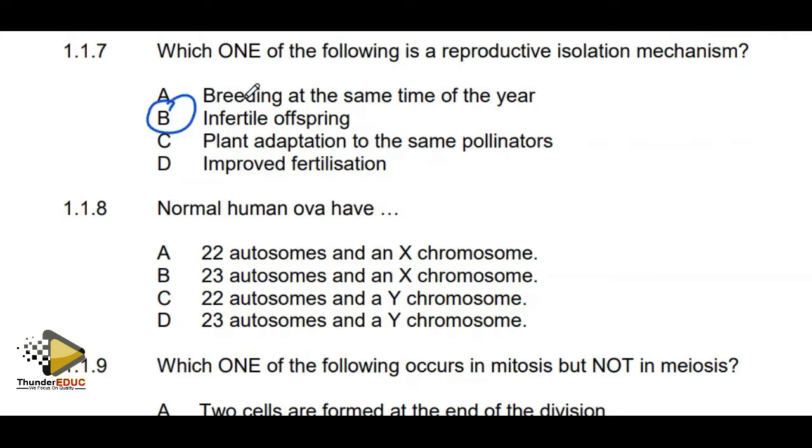Why? An example is, for example, a horse. You have a horse and then a donkey. When you cross the two, you produce a male which cannot reproduce again. It is infertile. So it means that they are being separated. So the answer is B.